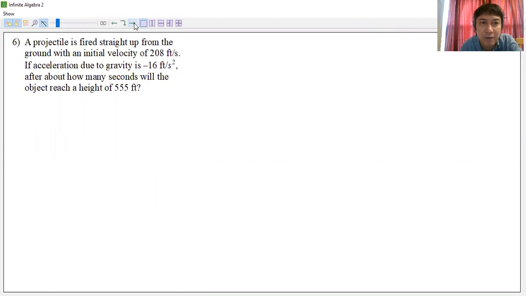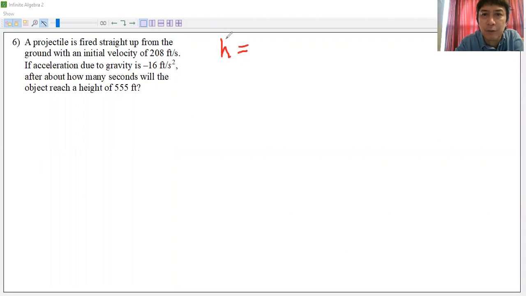A projectile is fired straight up from the ground, okay, with an initial velocity of 208 feet per second. If acceleration due to gravity is negative 16 feet per second squared, after about how many seconds will the object reach a height of 555? Okay, all right. Now, this is the same equation that we're going to use.